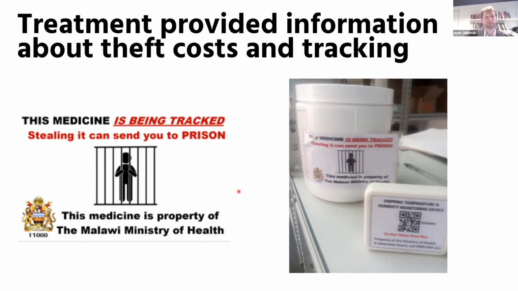The impact evaluation we did in this initial phase used some branding on the medicines themselves, informing public health officials about the tracking of medicines. This is a picture of the tracking sticker. It says this medicine is being tracked, stealing it can send you to prison. This medicine is property of the Malawi Ministry of Health. Our expectation is that to the extent this lifts people's expectations that they're going to be caught, it should decrease the amount of theft and give us insight into how these audit technologies might impact people's theft behavior in the real world.